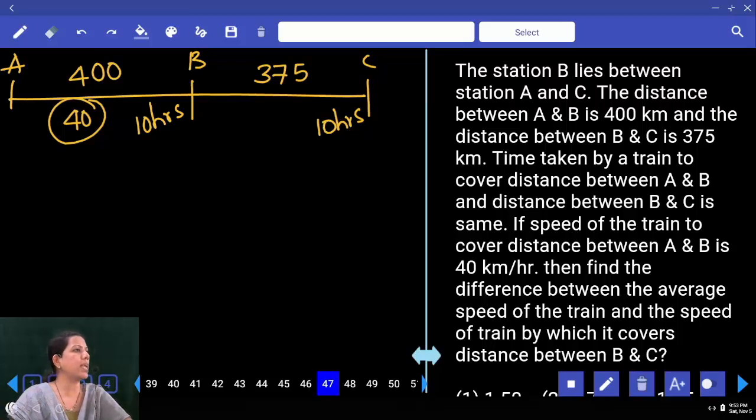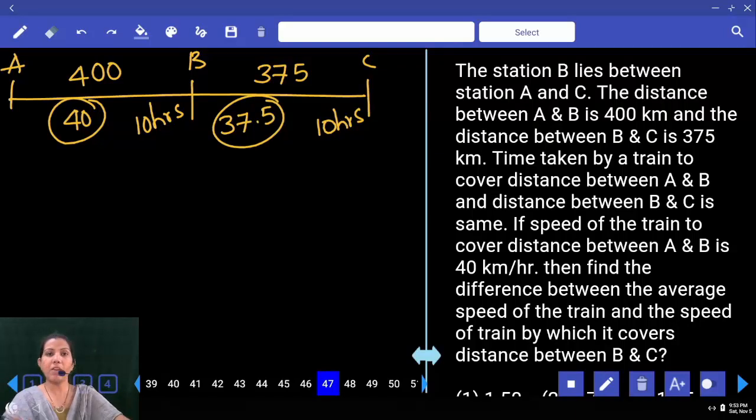B to C, what is the distance? 375. B to C, what is the time? 10 hours. Then what is B to C speed value? 37.5 kilometer per hour. What we wrote above are distances, rounds, and those are speeds, and what we wrote below are times.